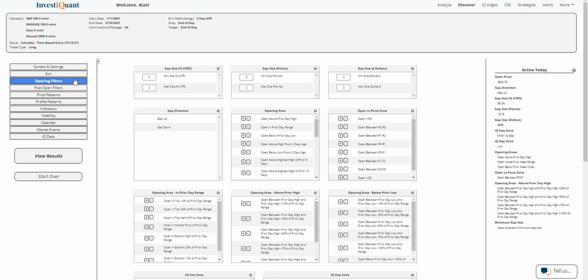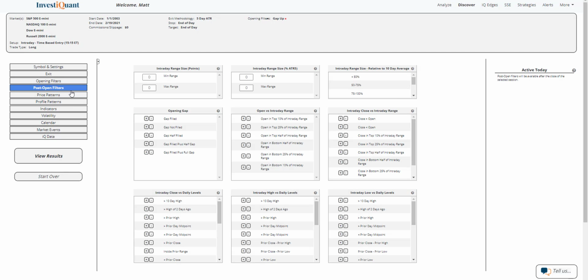Next, I'm going to go into opening filters, and I'm going to say that we gapped up this morning. That is true. We know that is true. Then I'm going to go into the post-open filters, and I'm going to say we are trading below the opening print as of the time of the entry, which I've got set to 3:15 p.m. Eastern time.